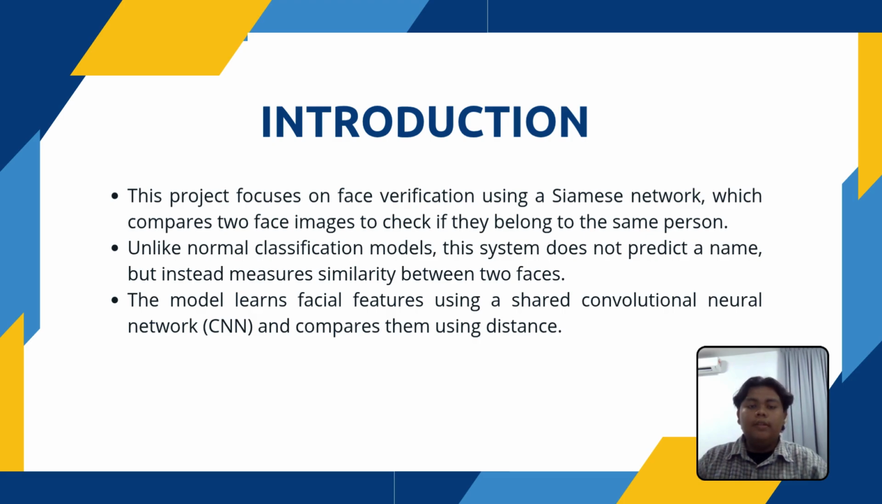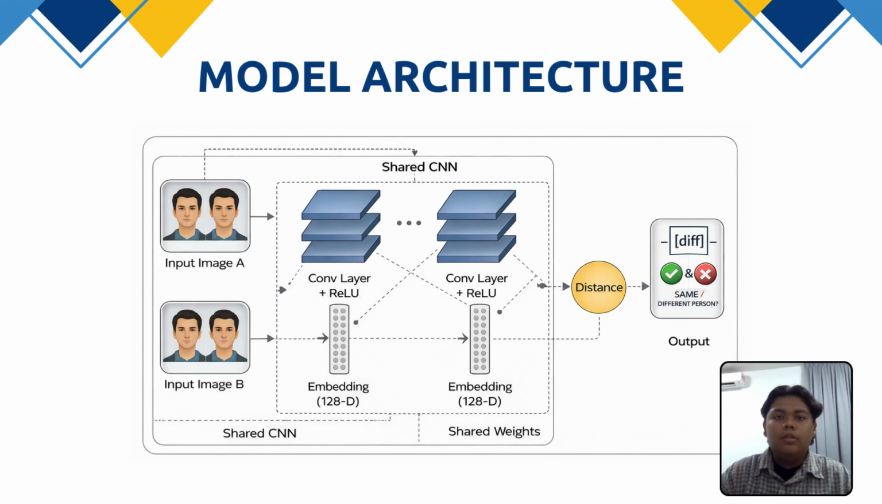For the introduction, this project will focus on face verification using a Siamese network, which compares two face images to check if they belong to the same person or not. Unlike a normal classification model, the system does not predict a name, but instead measures the similarity between the two faces. The model learns facial features using a shared convolutional neural network, which is a CNN, and compares them using a distance.